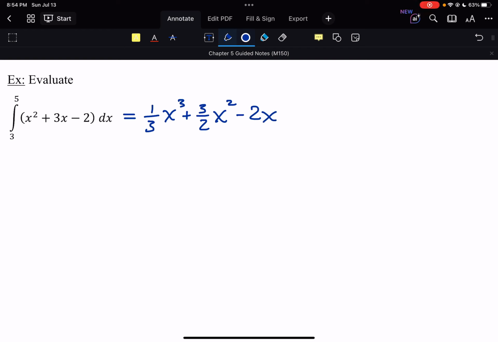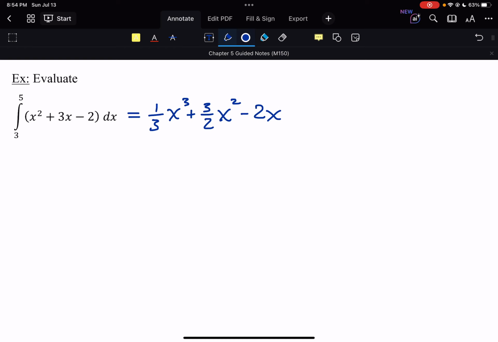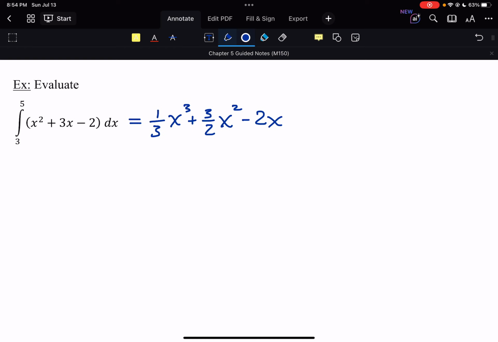Now, the nice thing about the definite integral is you know that we're going to be evaluating between two values, in this case 3 and 5. We don't need to include the plus c here. We're just going to put this evaluation bar and evaluate from 3 to 5. So let me make a note of this here. We don't need a plus c.